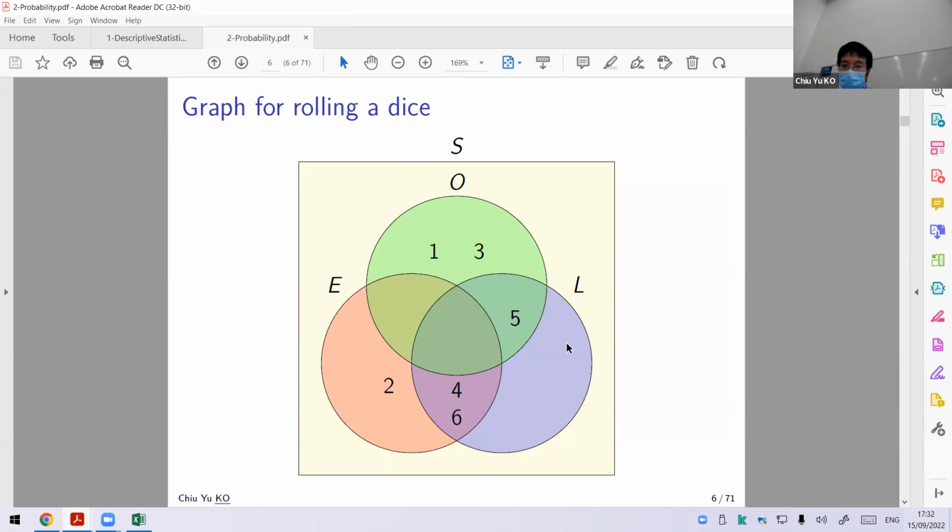That's called a Venn diagram. You can represent the sample space by the outside yellow rectangle. This green O is the odd numbers, L is the large numbers, E is the even numbers. So you can see how you can draw this, and we'll go back to this later. This is what we call the Venn diagram. It's very useful if you want to do more statistics.